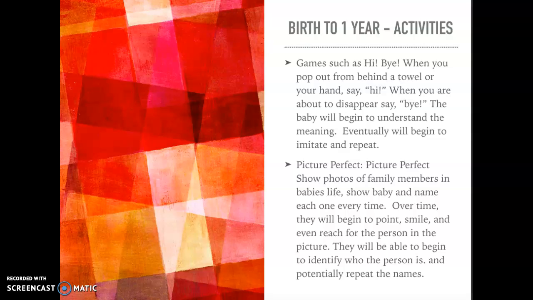You can wave hi and bye and use the oral words as well when you pop out from behind a towel or leave or come to a classroom. Picture perfect shows photos of family members in the baby's life. You can name each of the people in their life. Over time, they will begin to point and smile and even reach for the person's picture. They will be able to begin identifying who the person is and potentially repeat their names as well.